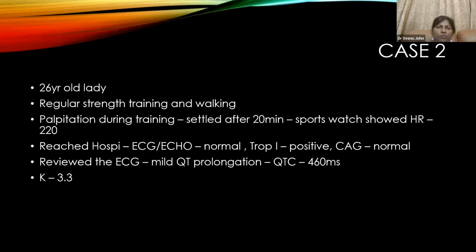Potassium was 3.3. We thought we would correct the potassium and then repeat the ECG. When she came back the next time, the potassium was still low. Then we found out that she had a potassium loss in the urine. It is Liddle syndrome. Family screening showed four other people in the family having the same type of disorder. So they are on regular potassium supplements. If the potassium supplements are given and their potassium is corrected, then the QTc will be normal and they can be allowed mild to moderate activity.